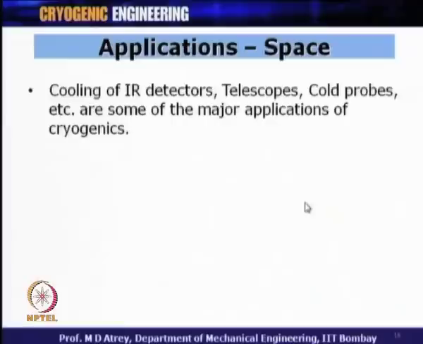The next is cooling of infrared detectors or telescopes or cold probes, some of the major applications of cryogenics. I have to use infrared detector in space because when I am taking night surveillance, when I am taking pictures, I use infrared detectors. Now, in order to get a good signal to noise ratio, that means in order to get a good image, I have to have the detector at very low temperature. In fact, the lower the temperature of this detector is, the better is the picture, or the less is the noise. And therefore, infrared detectors have to be kept cool at 80 Kelvin or less than that. As I said, the lower the temperature, the better it is.